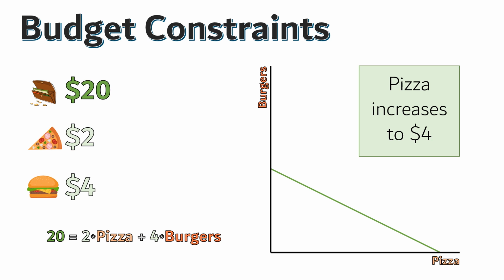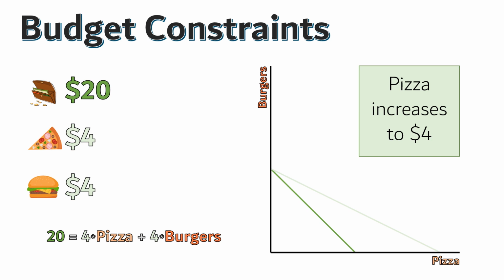Okay, let's go back to the old budget, but consider what happens when the price of pizza increases to $4 per slice. We can still afford the same amount of burgers as before, but we can afford less pizza. So our budget line rotates inward. We could still buy 5 burgers if we wanted, but if we go all in on pizza, our maximum shrunk from 10 slices down to 5.